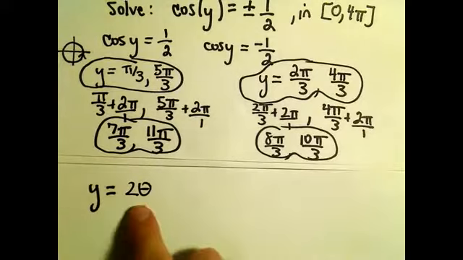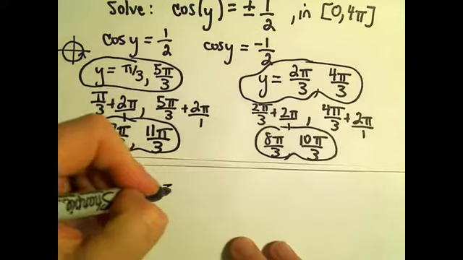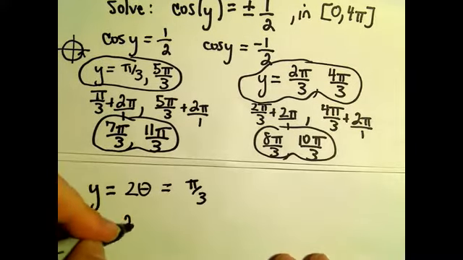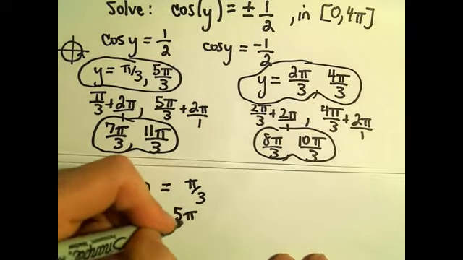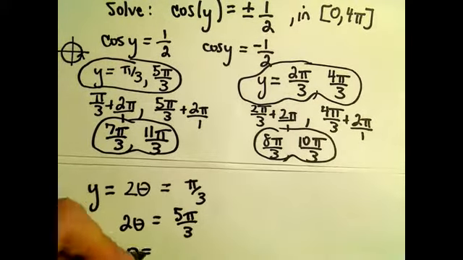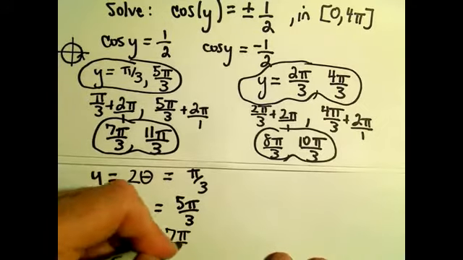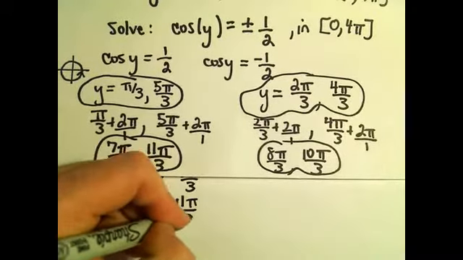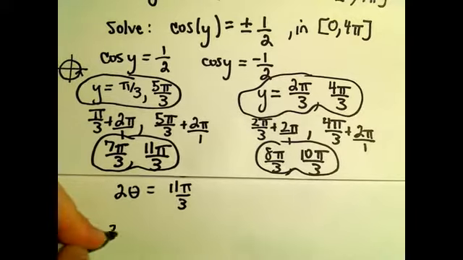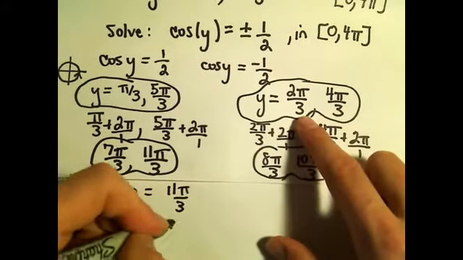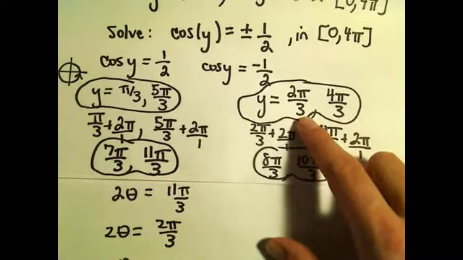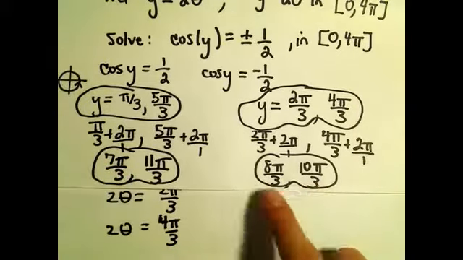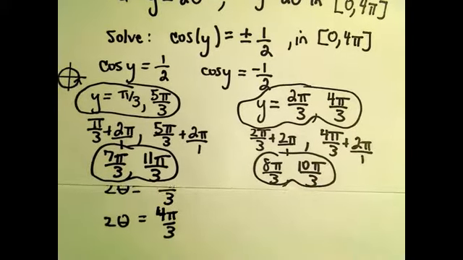But we said solutions for y, y can equal all of these numbers. It can equal pi over 3, y could equal 5 pi over 3, so equivalently 2 theta could equal 5 pi over 3. Likewise, if 2 theta equals 7 pi over 3, that'll be another solution. If we let 2 theta equal 11 pi over 3, that'll be another solution. Got a lot of solutions here. If 2 theta equals 2 pi over 3, and if 2 theta equals 4 pi over 3. So I'm just taking 2 theta and setting it equal to all of these values.